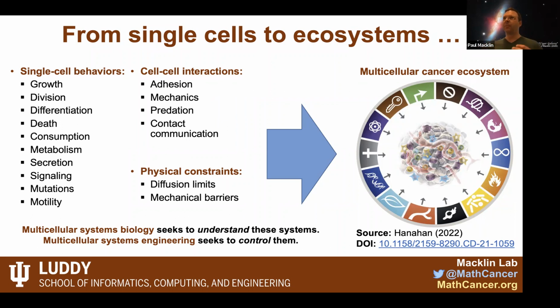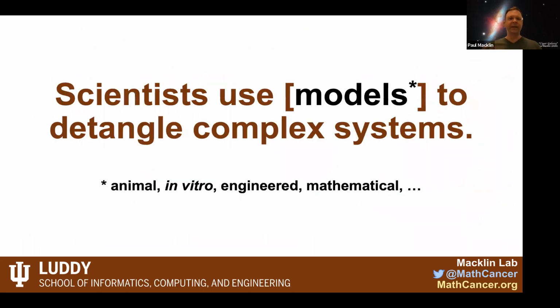Of course, we don't want to just be scientists, but we want to eventually be engineers to take that newfound understanding of these systems and manipulate it to control those systems, to engineer a better tissue, to take a diseased tissue back to a healthy state, get rid of the cancer, get rid of the infection, get rid of the overactive immune response for autoimmunity. And so scientists use models to detangle complex systems.